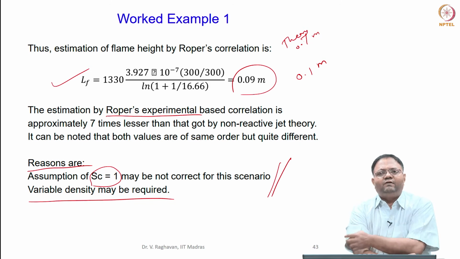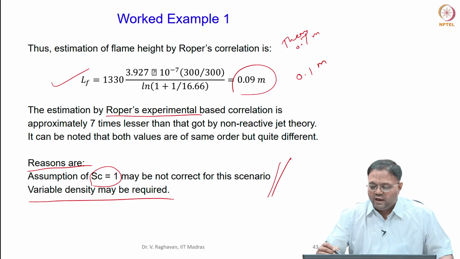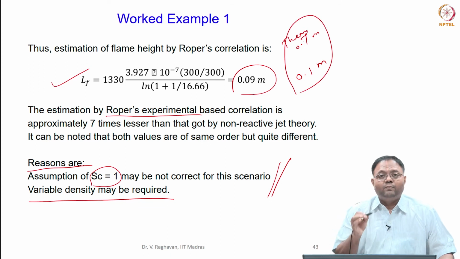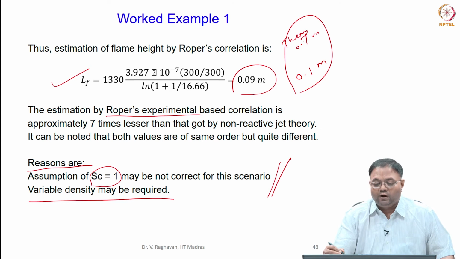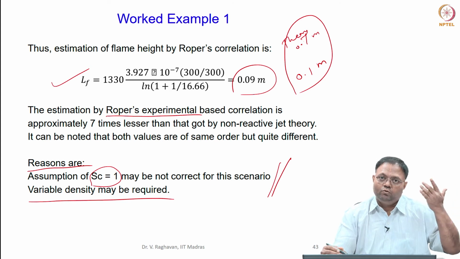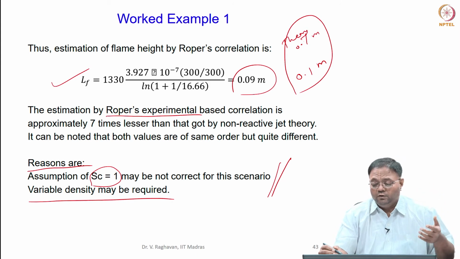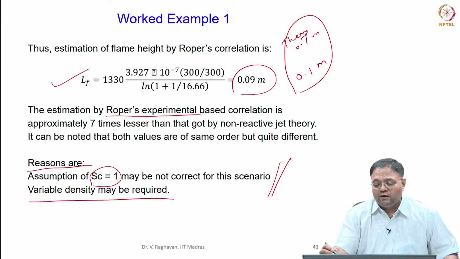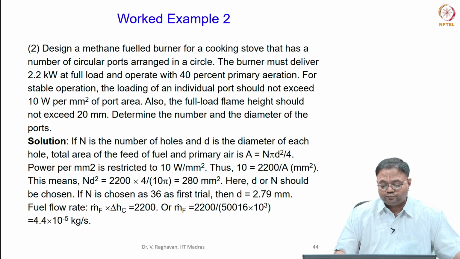The theory has several assumptions. But one thing you should understand is that we are getting the same order of magnitude. This is not 0.1 and that is not, say, 1 or maybe 2 or something like that. So the same order of magnitude you are getting. That is the advantage in the theoretical calculations.